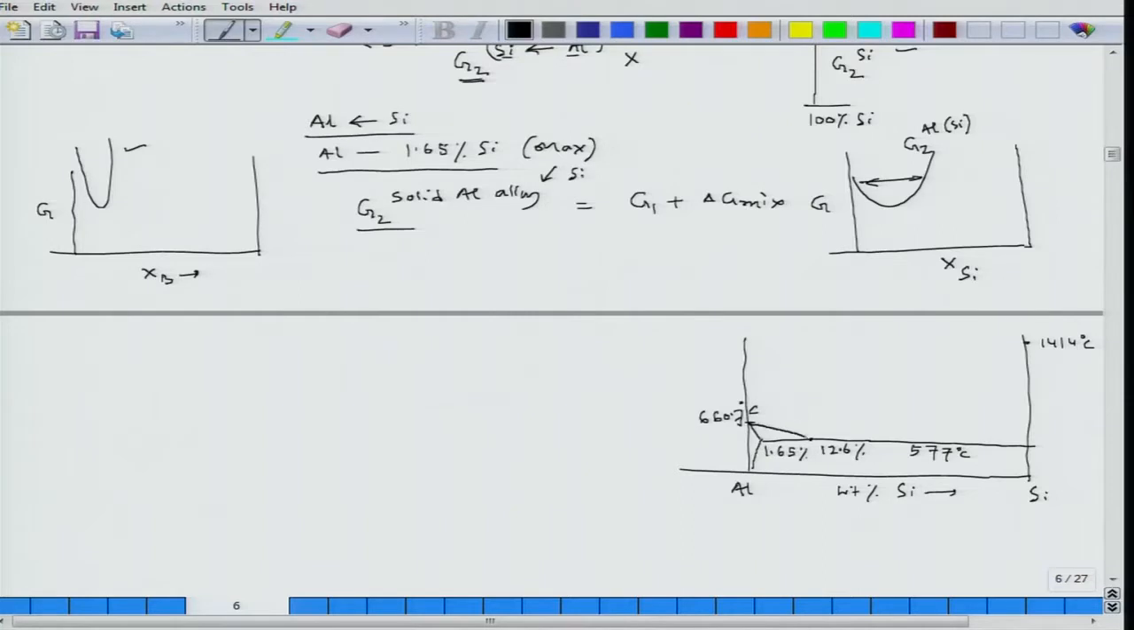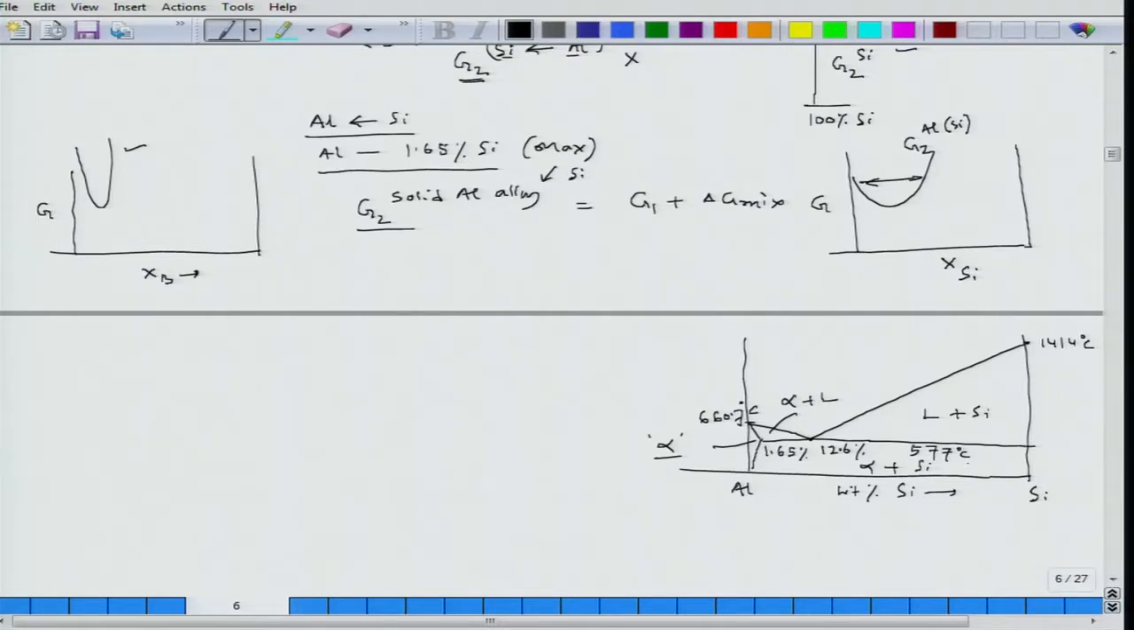So, I get a phase diagram like this. Here this is liquid plus silicon, and since this contains a little bit of silicon, I could say that this is alpha, the solid solution of aluminum, which contains silicon as a solute. This is alpha plus liquid phase and this is alpha plus silicon.